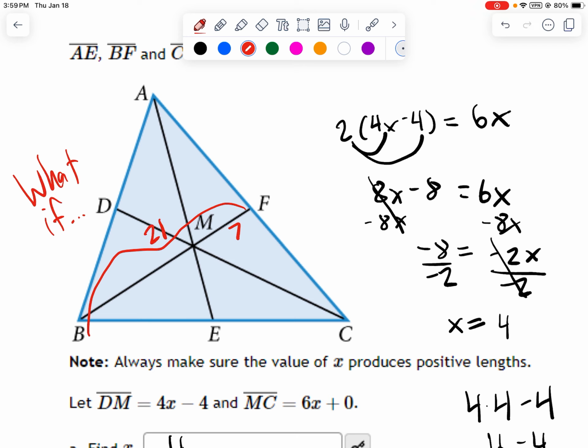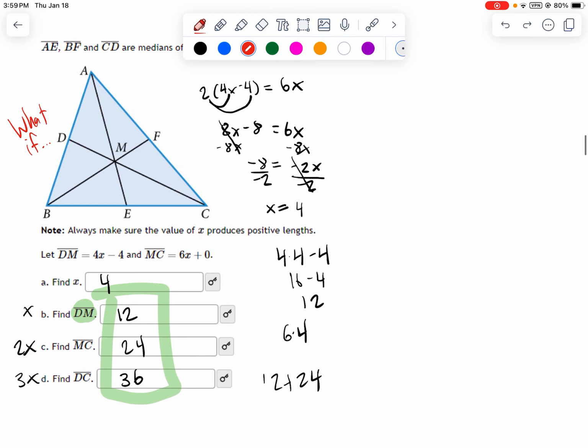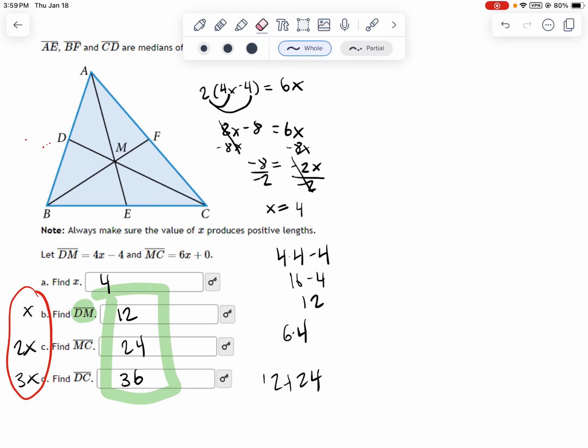So when you're working with just straight numbers, you will always have this property where the smaller length is just whatever that is, the longer length is double that smaller length, and the whole thing will be triple that smaller length. And that will always be true when you have three medians intersecting to make the centroid.